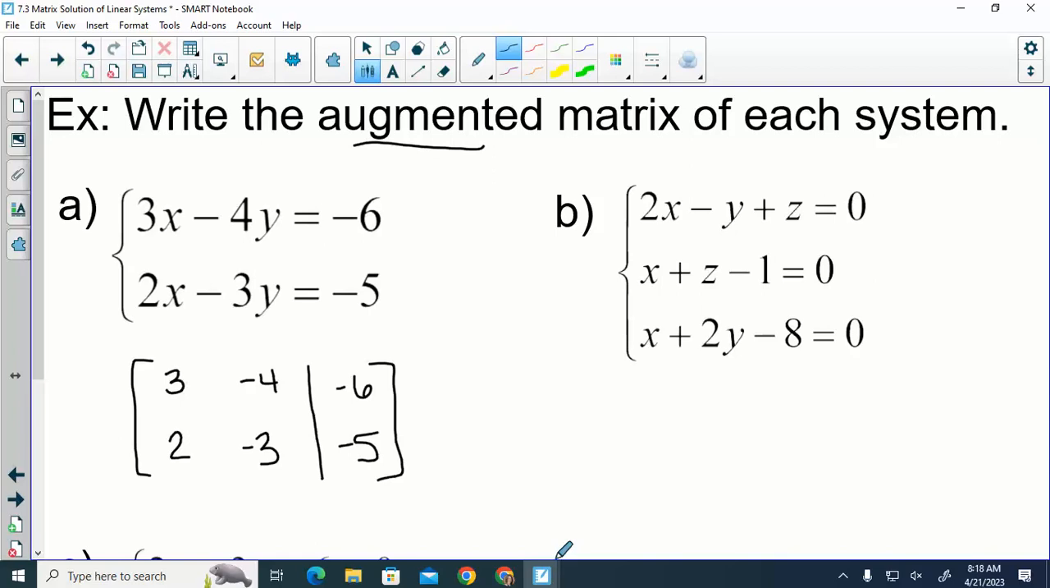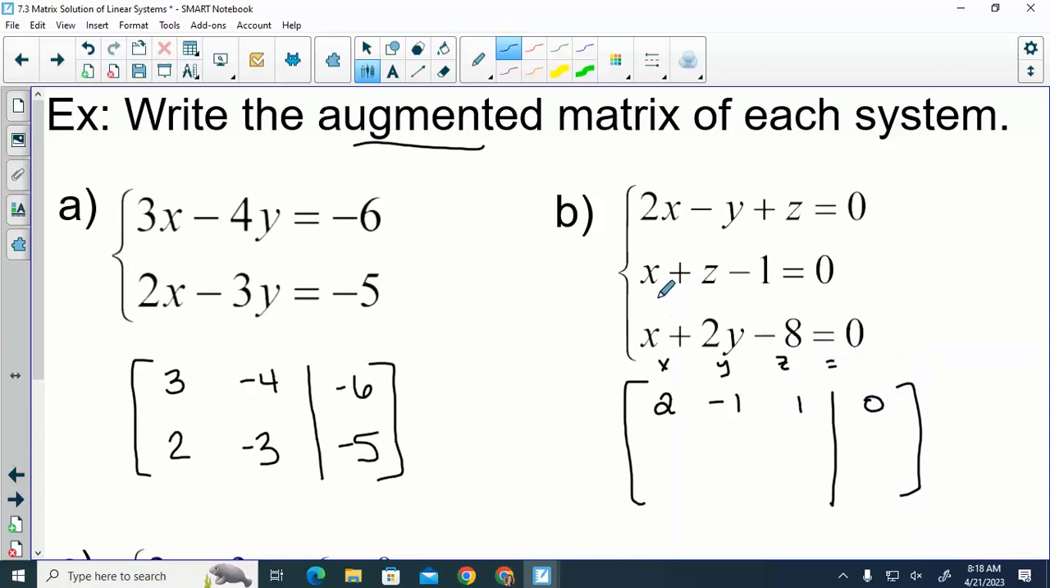Okay. Second one. Look at that carefully before you try to write your matrix. What do you notice? Yeah, everything's equal to a 0, but then when you look at this side, do they all have x, y, and z? No. We have to set this up carefully when you are doing the matrix. So the first one we can handle. What's my first row going to be? Okay. My x was 2, my y was -1, my z was 1, equal, and my constant was 0.